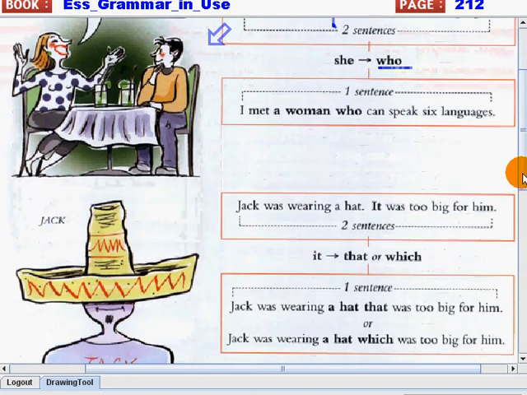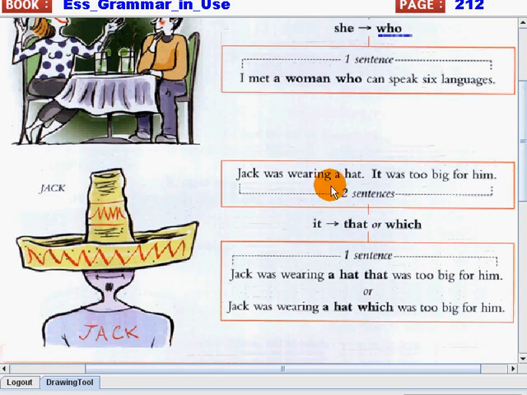Next example. Let's talk about Jack. Jack was wearing a hat. It was too big for him. We have here 2 sentences. The word it will become that, or we can also use which. Let's see the examples. Jack was wearing a hat that was too big for him. Jack was wearing a hat which was too big for him.